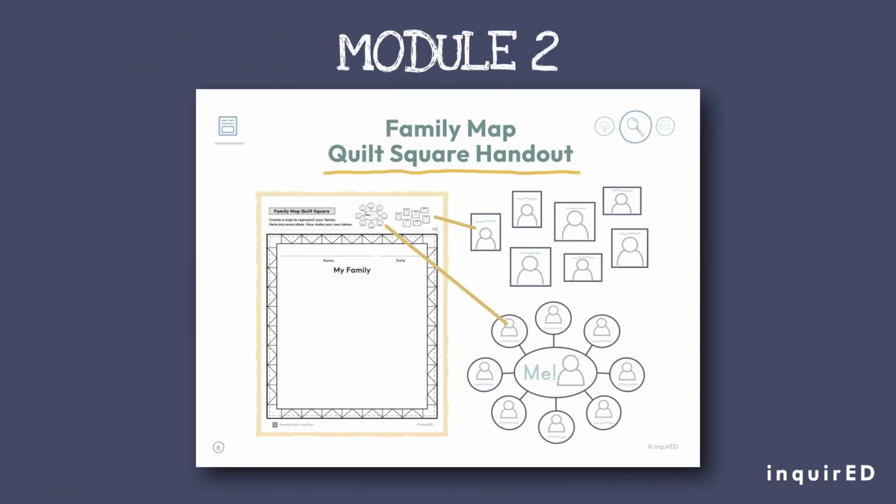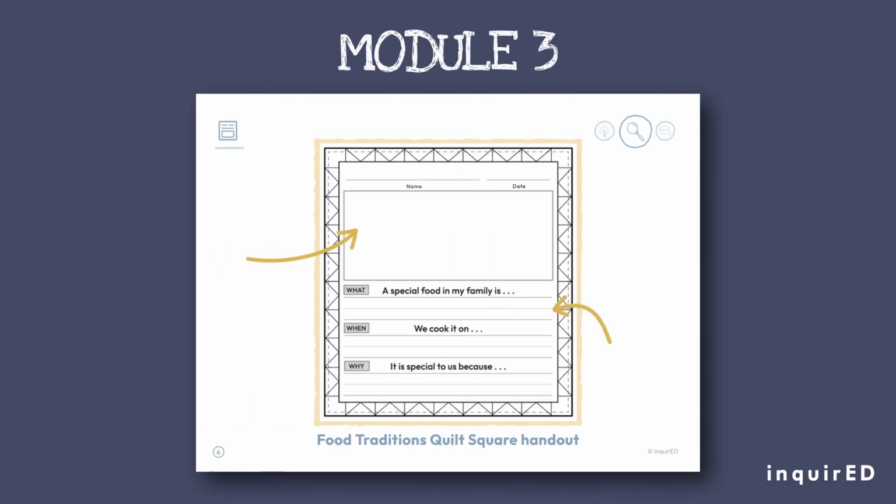In Module 2, after a read aloud of Who's in a Family by Robert Skutch, students construct a family map that shows how classroom families are similar and different. In Module 3, after a read aloud of Apple Pie, 4th of July by Janet S. Wong, students create a special quilt square that describes a food tradition from their own family.